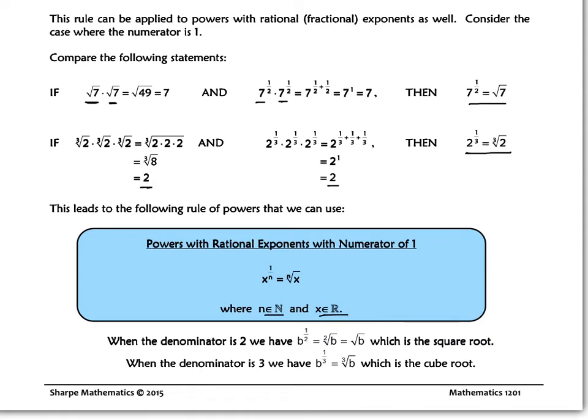All right, so you do have to remember though that if the denominator is 2, you don't normally write 2 as the index, you leave it out. So it's understood that when the denominator is 2 in your fractional exponent, you basically are using a square root sign. And when the denominator is 3, then you'd have a cube root.